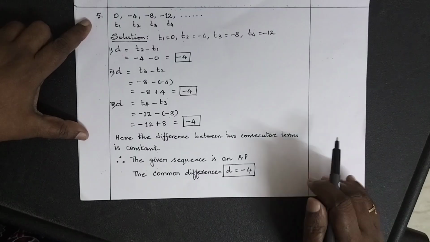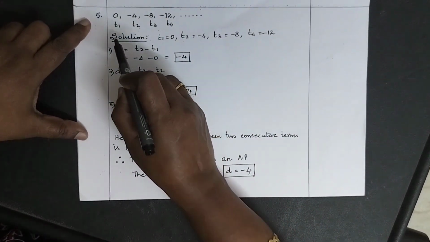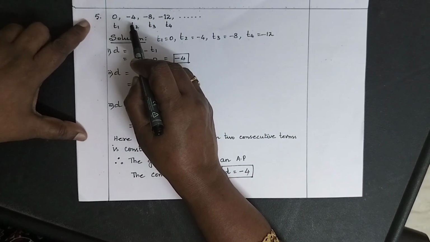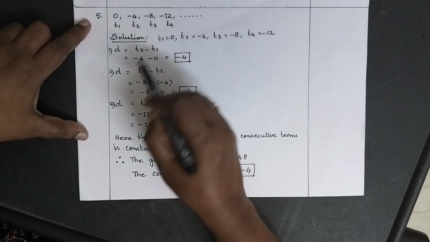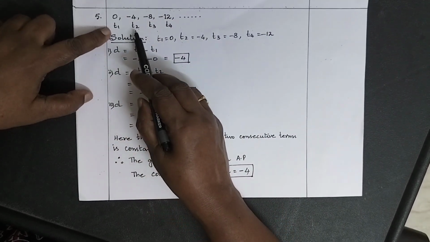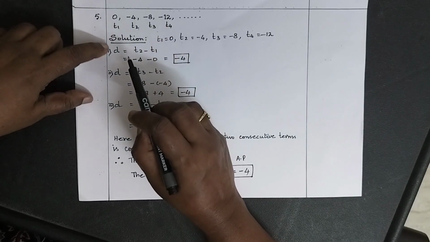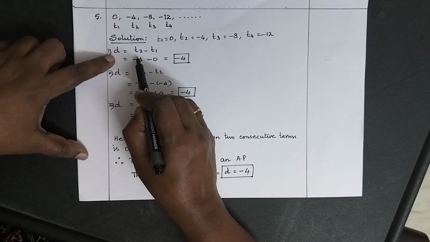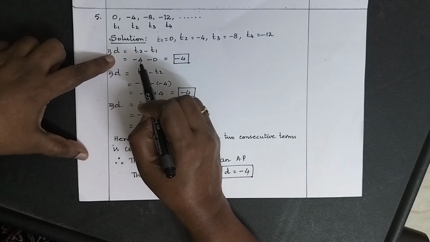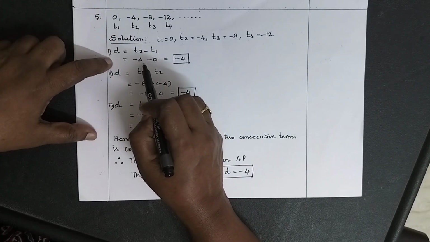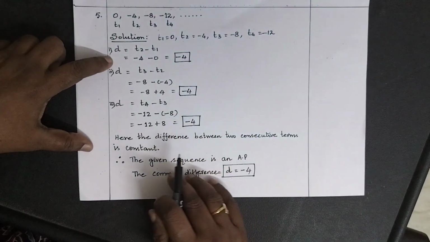Next, fifth question. The given sequence is 0, minus 4, minus 8, minus 12, etc. We are naming these as T1, T2, T3, T4. Now D is equal to what? T2 minus T1. T2 is minus 4 and T1 is 0. Minus 4 minus 0 is minus 4.